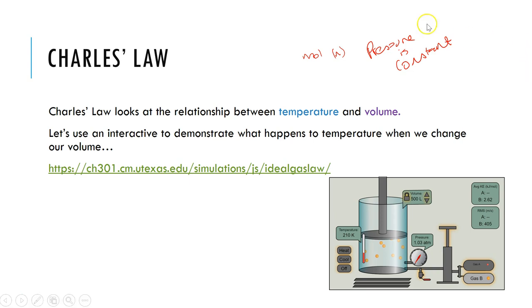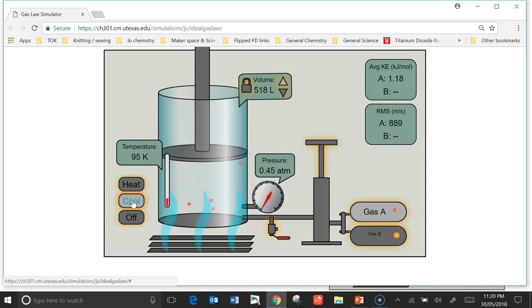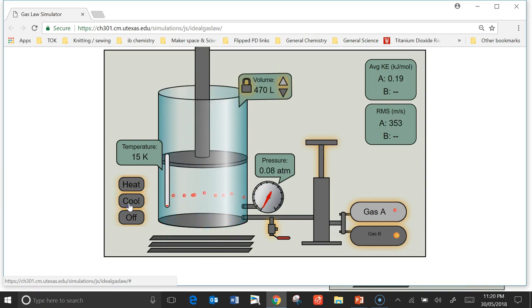So let's have a look at our simulation again. This time remembering that we're going to keep pressure constant. We're going to be changing volume with temperature. So in this case, we're not going to lock our volume. If we cool it down, we will see that our volume decreases. And if we heat it up, our volume will increase. As we cool it down, our volume decreases.